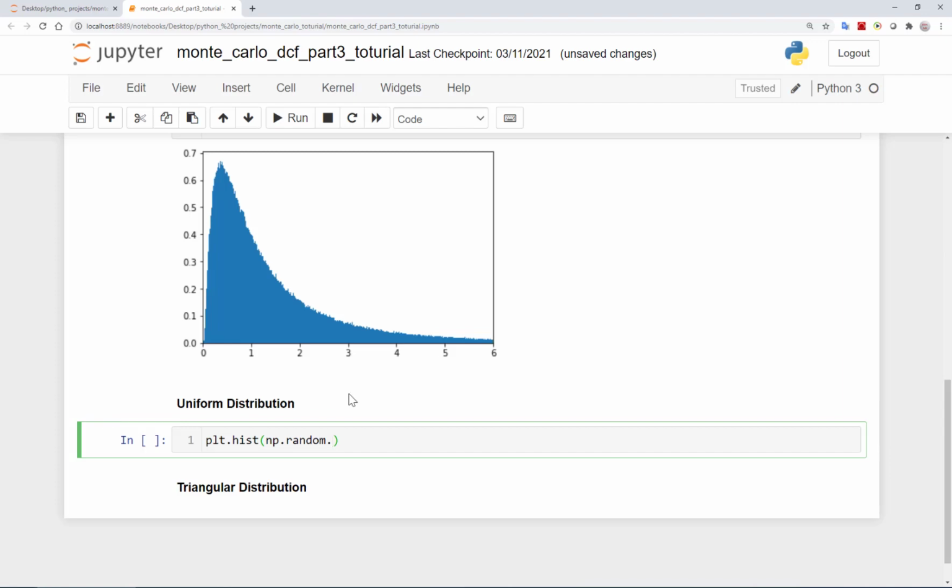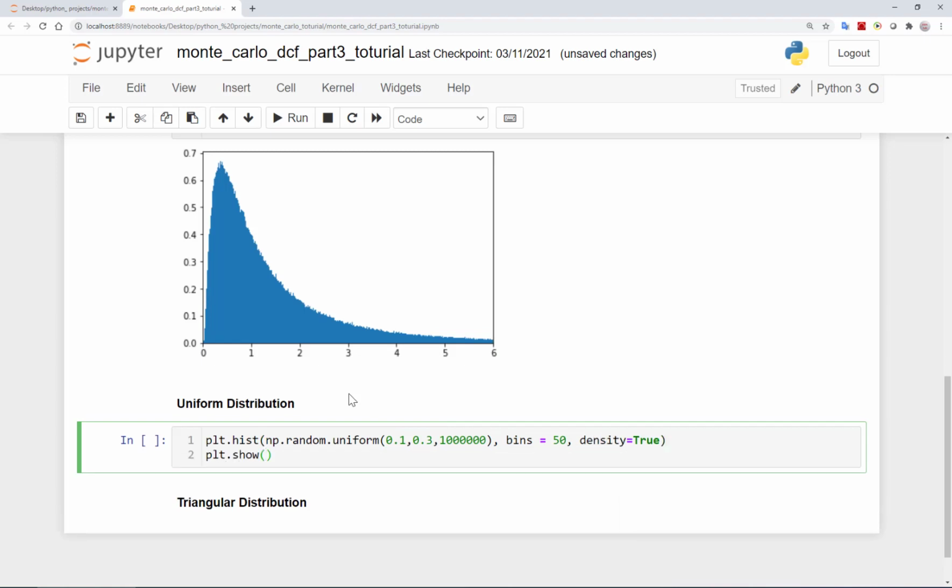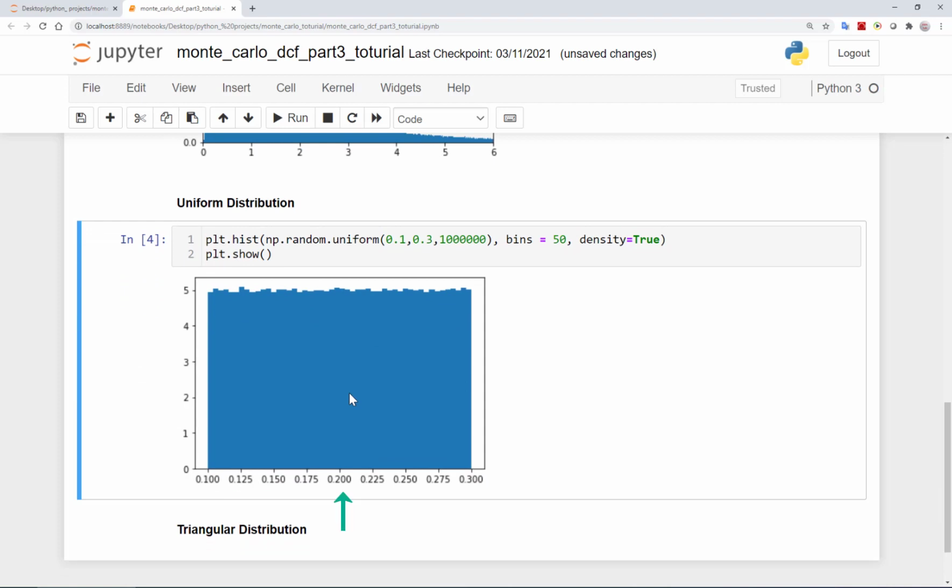Again, we use NumPy random, but here we use uniform, and then we need to specify the parameters, which are the lower bound and upper bound, plus the size or how many numbers to be generated here. Let's assume that the average is again 20%, but the lower and upper bounds are 10% and 30%. So here the average is the same as the normal distribution we had before, but as you see, all the numbers have similar likelihood of occurring.